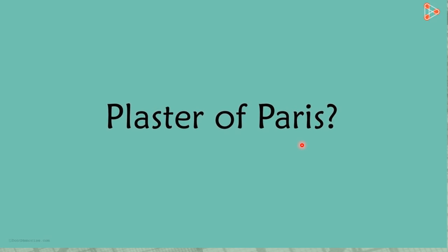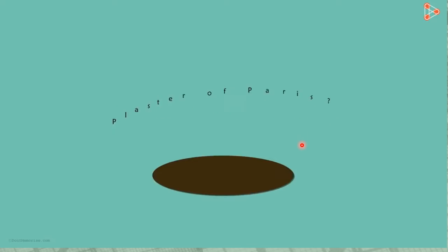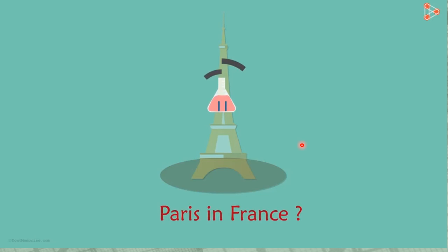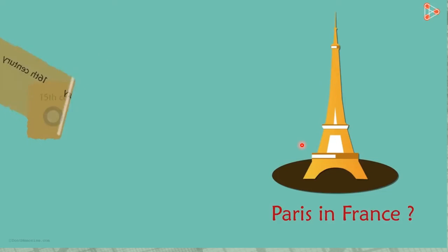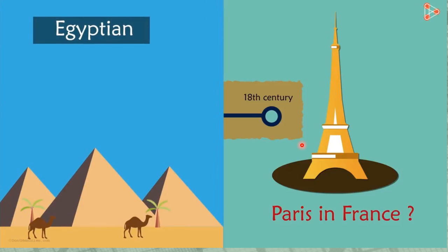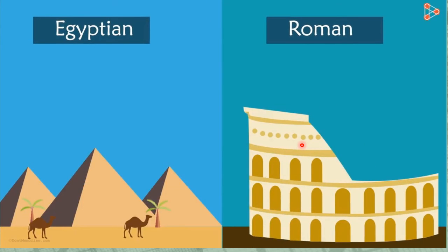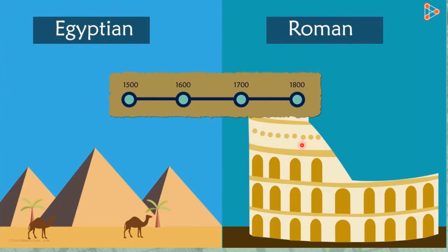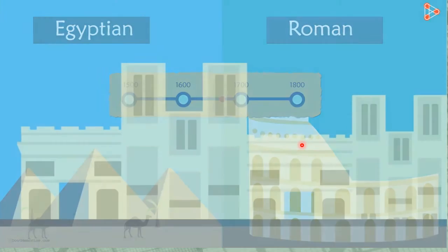And why do you think it's called plaster of Paris? Does it have anything to do with the city named Paris in France? Plaster of Paris was first made many years ago and has been used by ancient Egyptian and Roman civilizations. However, it wasn't used on a large scale until the 17th century, when it was required to be used in almost all the construction in Paris.